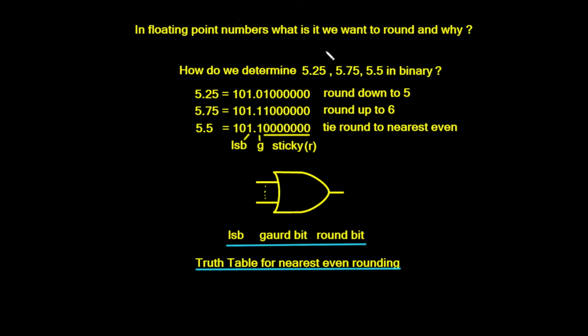So we've answered the first questions here. What is it that we want to round? Well, we want to round the final result. And why do we want to round it? Well, we've introduced an alignment shift. And we've introduced that in order to make sure that both the exponents are the same.